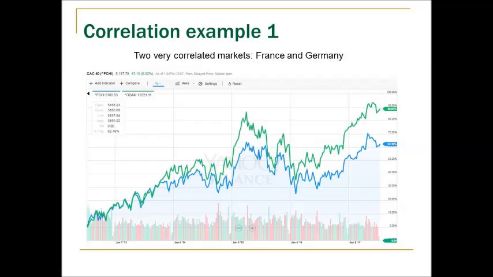And in this case, we see that Germany behaves much better than France over 5 years, because the German economy behaves better than the French economy. So correlation, even very high correlation, doesn't mean that these markets won't have differences.